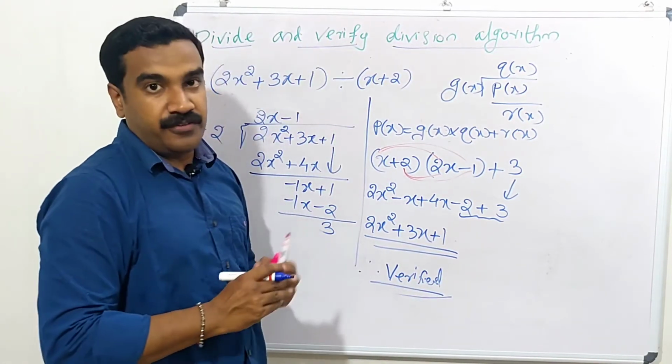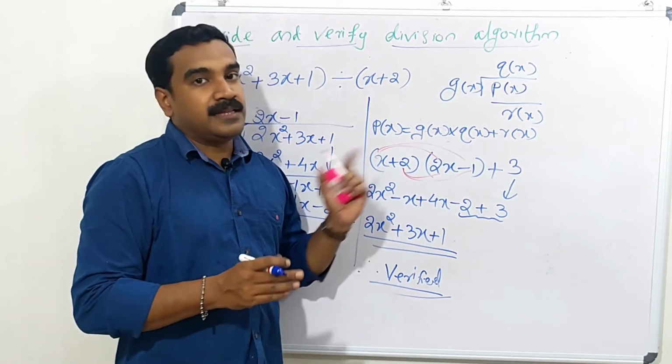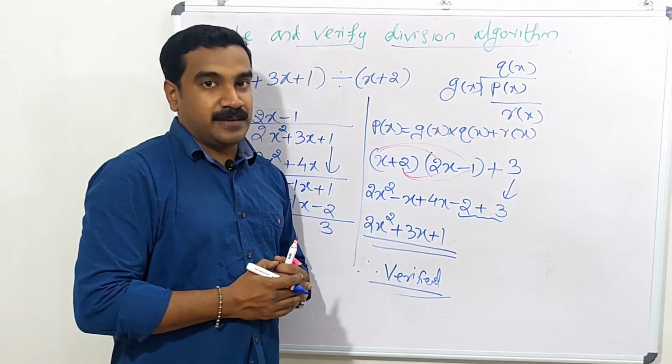Division algorithm verified. This is the method. First divide, then find the quotient and remainder, then check the division algorithm. Hope it's clear. Next topic.